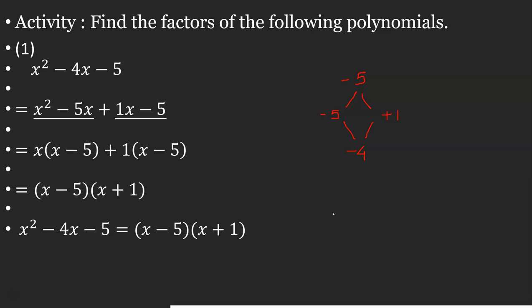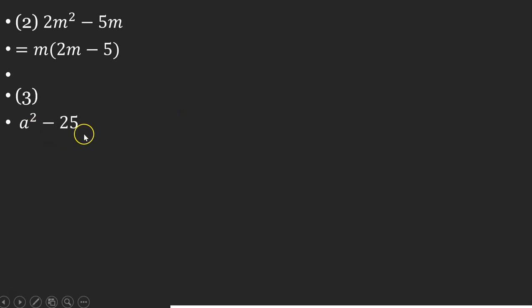Now the next is 2m square minus 5m, आणि यामध्ये काय की आपण m कॉमन घेत होतो या दोघांतनं. Then in bracket you will get m in bracket 2m minus 5. Okay, and what about the third? a square minus 25.